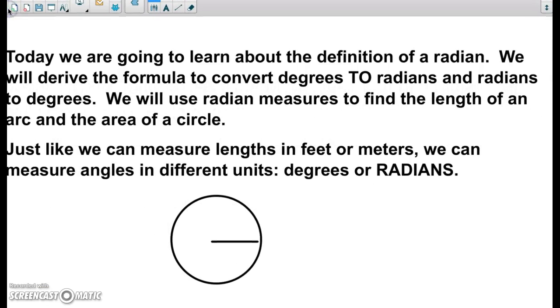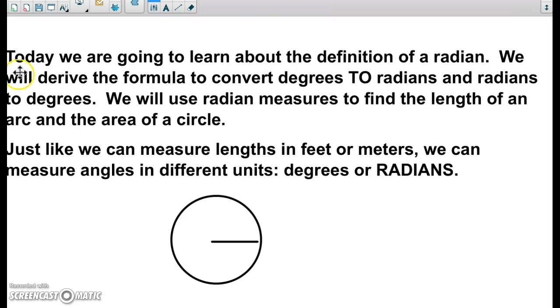Hi, so today we're going to learn about the definition of a radian. We're going to derive the formula to convert degrees to radians and radians to degrees. We use radian measures to find the length of an arc and the area of a circle. So just like we can measure in feet or meters, we can measure angles in different units, degrees or radians.